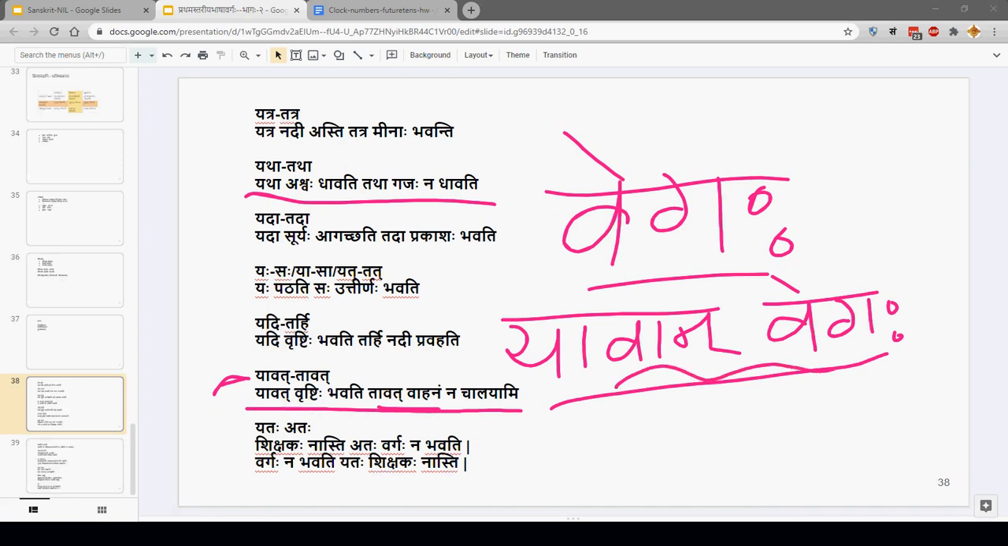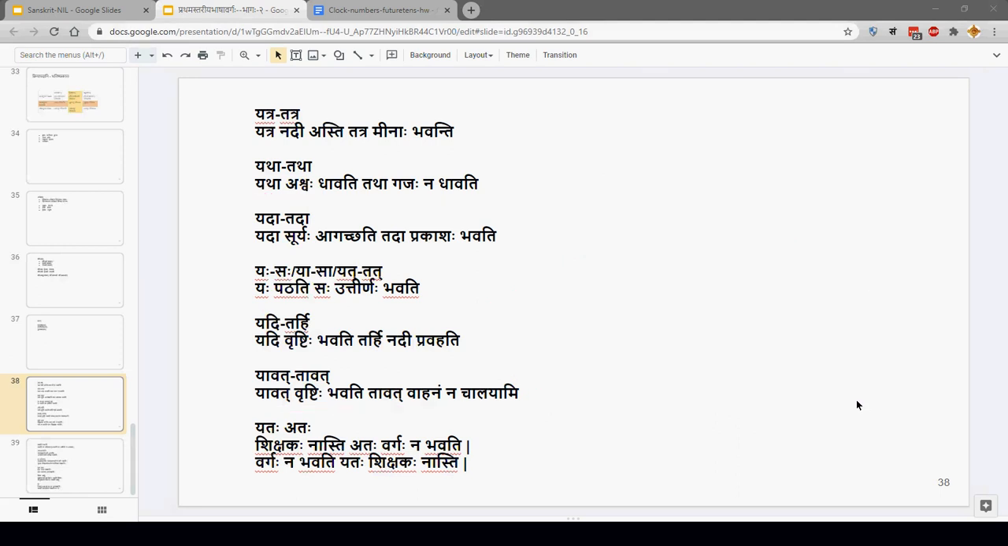But as soon as we start comparing with using yavat tavat, then that will become an adjective, and then adjective will follow the same rule of having the same vachanam lingam vibhakti of the word it is describing. So yavan vegah. So that's what I am saying.